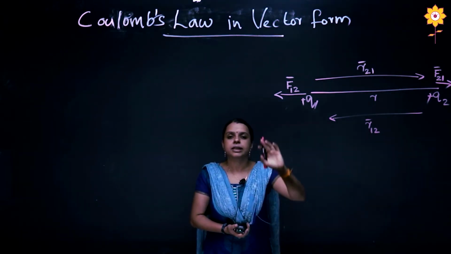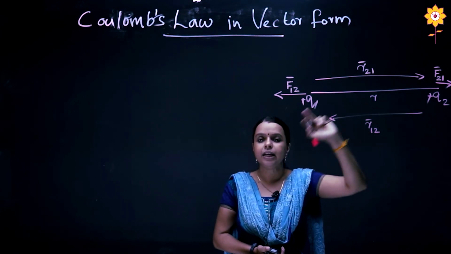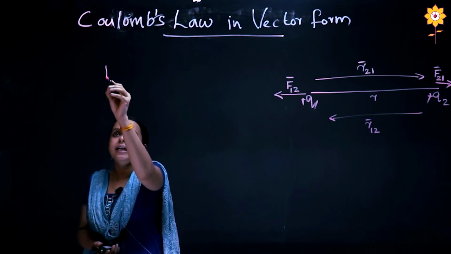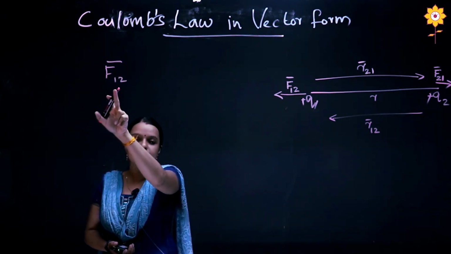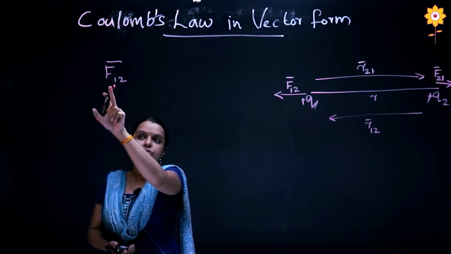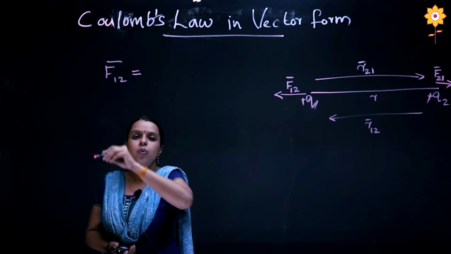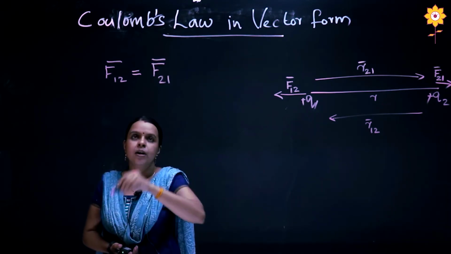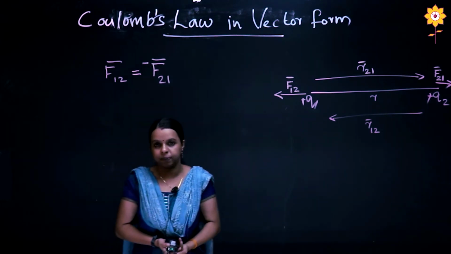So there are two forces, and they are equal but in opposite direction. We can write F12, the force on the first charge due to the second charge, as equal to F21, but they are in opposite direction, so I put a negative sign here.